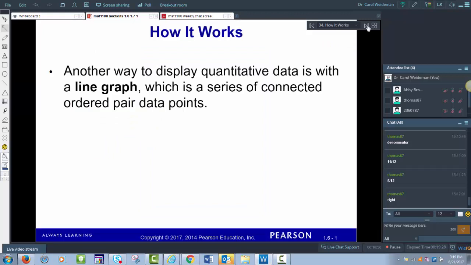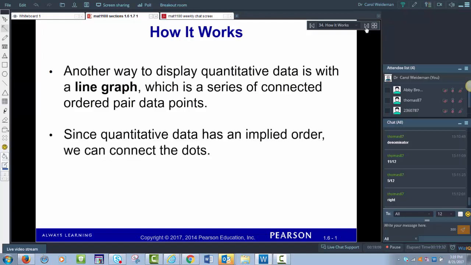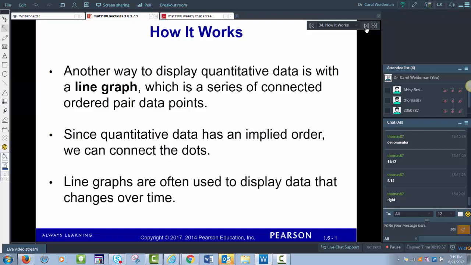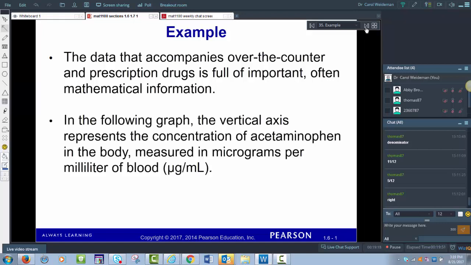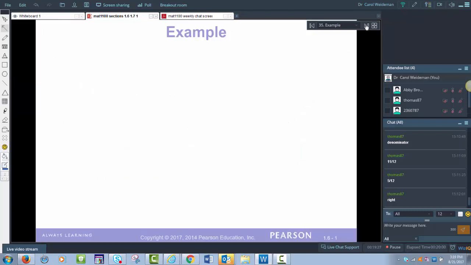And then we can also do a line graph, where we have a series of connected ordered paired data points. And because this data has an implied order, we can connect the dots. And these are often used to show data over time. And I've got an example from your book. Over-the-counter and prescription drugs accompany a pamphlet of information for the consumer. And in this particular one, we're looking at the concentration of Tylenol in the body, measured in micrograms per milliliter of blood. So let's take a look at the graph.